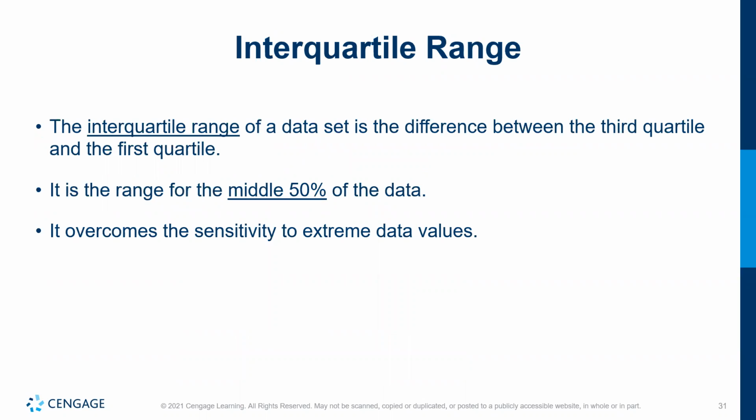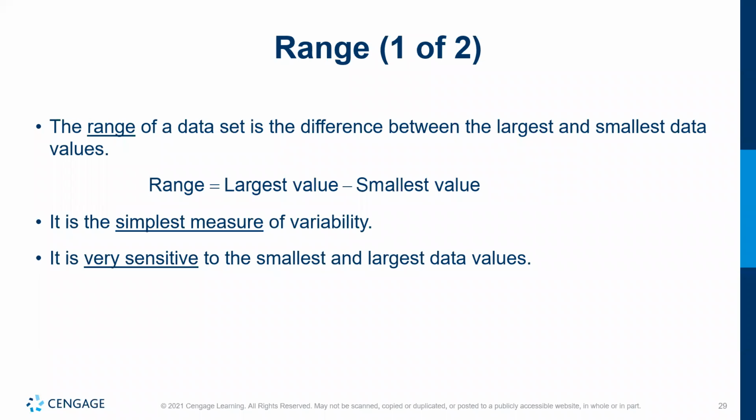Interquartile range is the range of the middle 50% of the data. So this is valuable because sometimes we talk of range in terms of where the data is at.